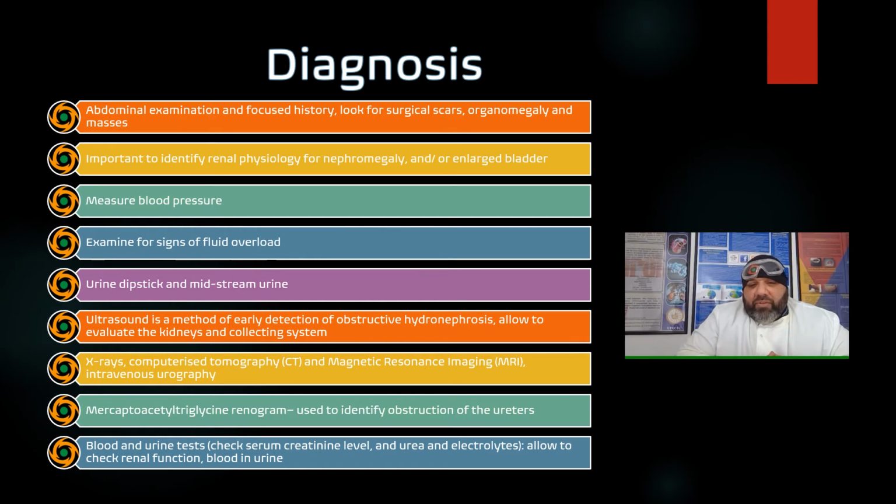And blood and urine investigations, specifically serum creatinine, identifying the serum creatinine levels and urine and electrolytes, can allow an underpinning basis around diagnosis alongside other pathophysiological investigations for hydronephrosis.